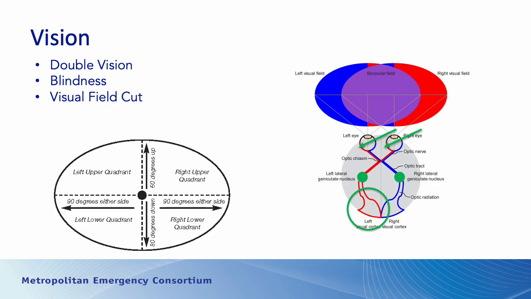Can you see my fingers on the right? Can you see my fingers on the left? If it seems to be intact and equal, then they don't have a visual field cut. But consider adding this to your assessment of patients with potential strokes.